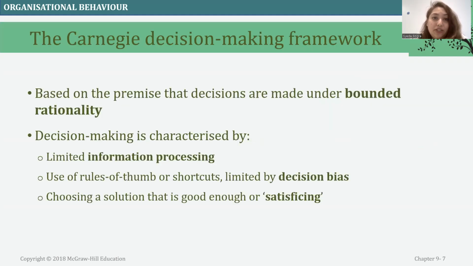If you look into the decision-making framework by Carney, this is based on the premise that decisions are made under bounded rationality. So decision-making is characterized by limited information processing, use of rules of thumb or shortcuts, which is limited by decision bias, choosing a solution that is good enough or satisficing.